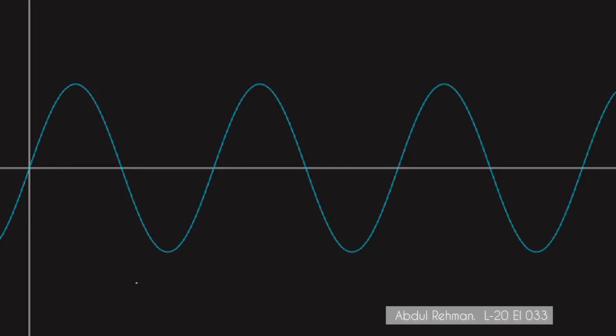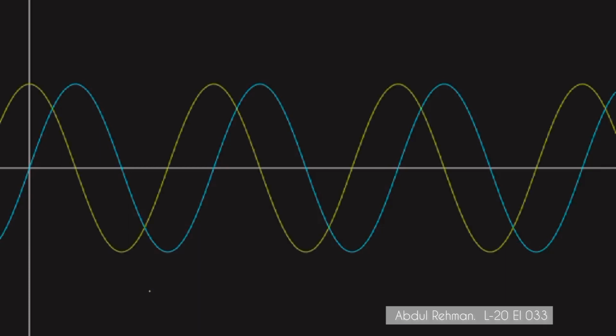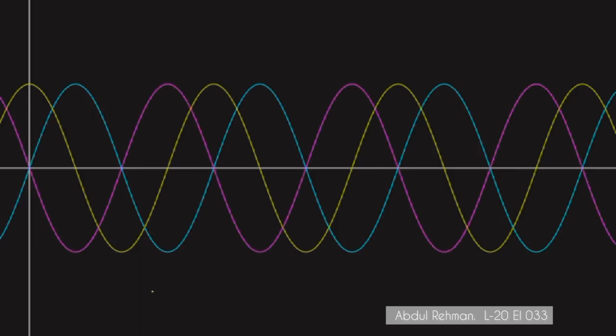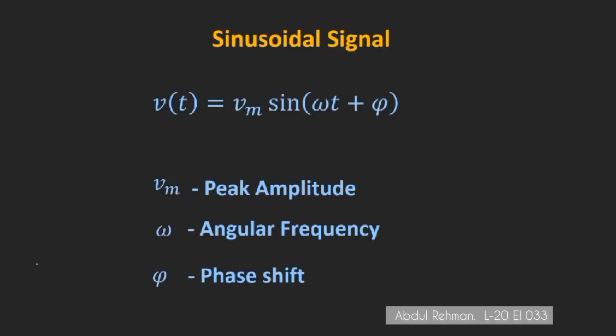In a simple way, a phasor is nothing but a simple way of representing a sinusoidal signal. When we have more than one such sinusoidal signal with the same frequency but different phase and different amplitude, we can use the phasor diagram to represent the phase difference between the sinusoidal signals.